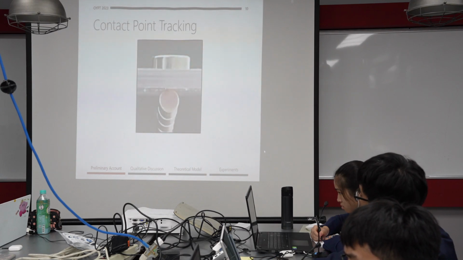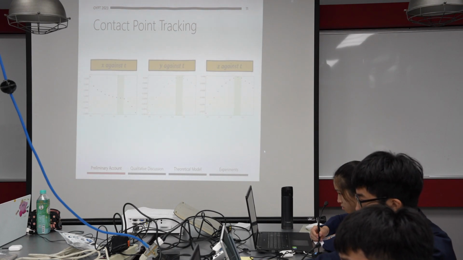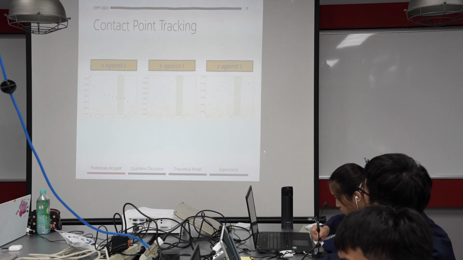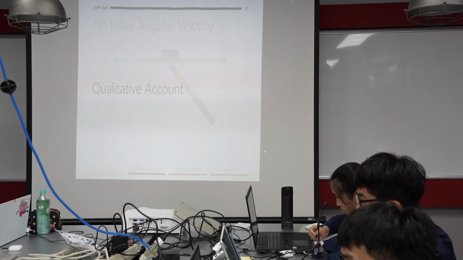To determine whether the rod is sticking or slipping, we place a red marking on the rod and track it. Plotting the x, y, and z position of the red marking, we see that when it is in contact with the plate, denoted by the green regions, the velocity is 0, implying the contact point is sticking. Now, we shall move on to a qualitative account of the phenomenon.